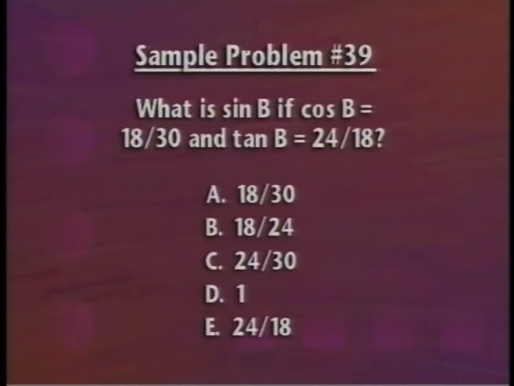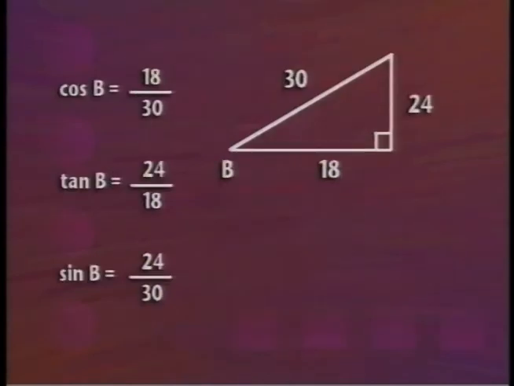What is sine B if cosine B equals 18 divided by 30 and tangent B equals 24 divided by 18? Let's construct a right triangle with angle B. If cosine B equals 18 divided by 30, then the adjacent side is 18 and the hypotenuse is 30. If tangent B equals 24 divided by 18, then the opposite side is 24. Thus, sine B equals opposite over hypotenuse, which is 24 divided by 30. Answer C.